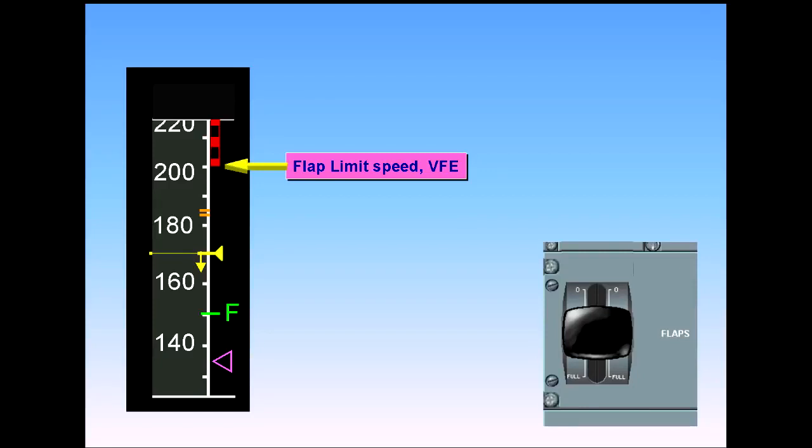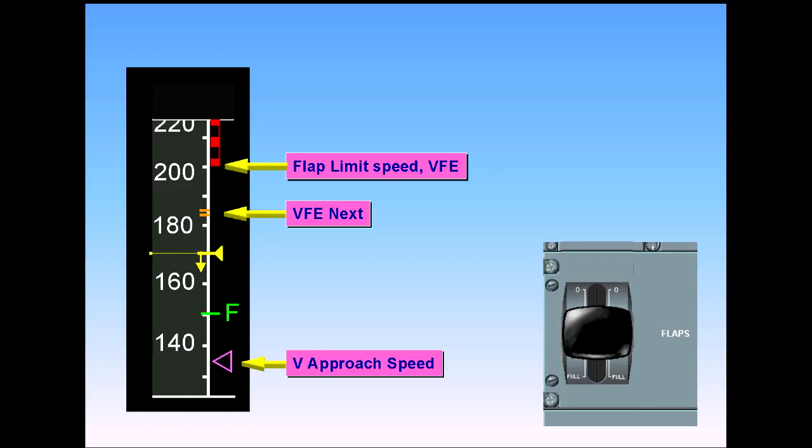Notice that the approach speed target, V approach, has now appeared as a magenta triangle. The aircraft will continue decelerating toward F speed. By reducing toward F speed, the aircraft will be below the VFE for the next flap setting. Flap 3 can now be set.